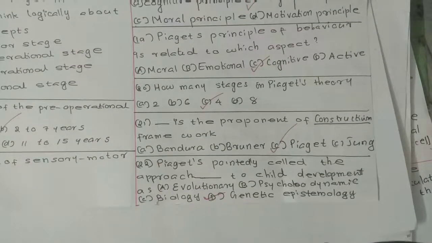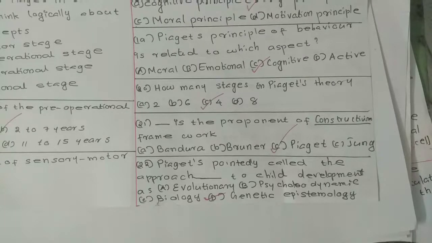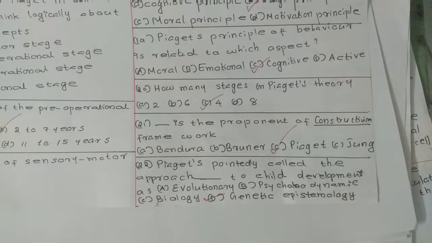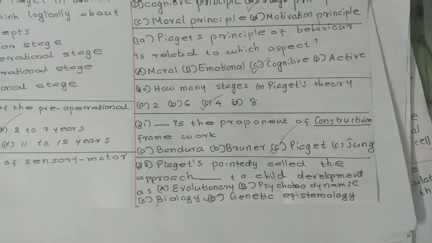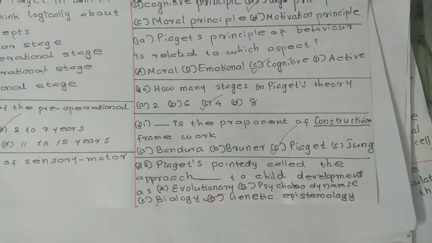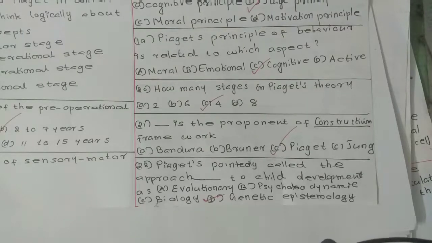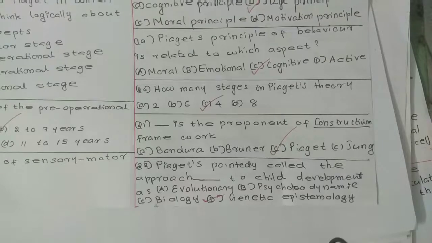Question number 22. Piaget pointedly called his approach to child development as: option A, evolutionary, option B, psychodynamic, option C, biology, option D, genetic epistemology. Answer, genetic epistemology.